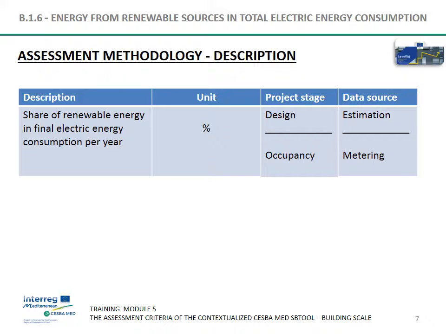This indicator is computed as a percentage of the total electricity demand. So basically it is the electricity demand derived from the renewable part divided by the total electricity consumption per year. During the design stage, the indicator is computed using an estimation, while during occupancy stage, actual metering data will be used.